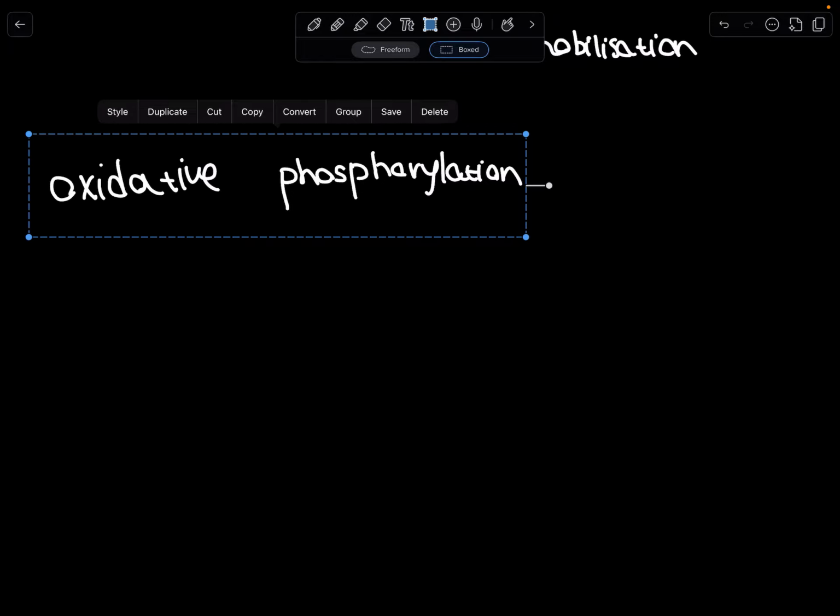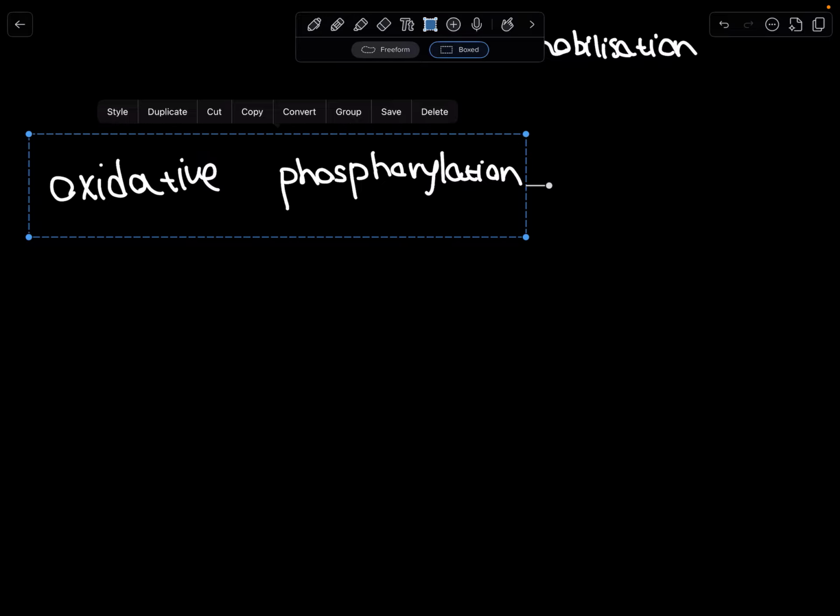This gradient powers ATP synthase, a membrane enzyme that lets protons flow back into the matrix, spinning its rotor to convert ADP and phosphate into ATP. Oxygen accepts the electrons at complex 4, forming water. This coupling of electron transfer, oxidation, to ATP synthesis, phosphorylation, is oxidative phosphorylation, producing most cellular ATP. Okay. Clear? So let's talk a bit about glycolysis again.